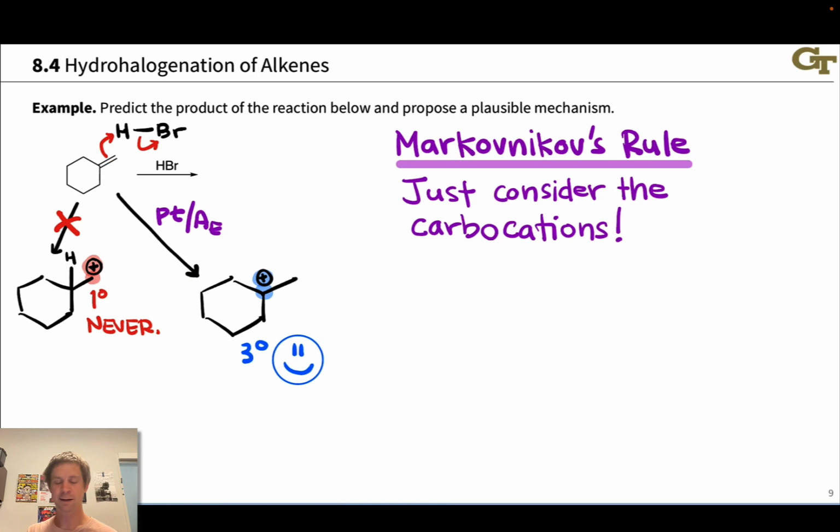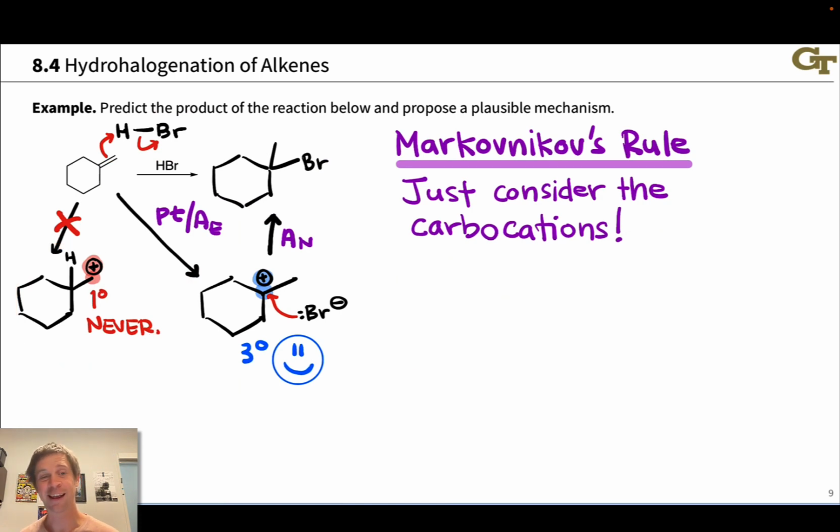And to finish off the mechanism, we want to note that we made a bromide anion in the first step. That will attack the cationic carbon, and we end up with this more substituted alkyl bromide product with none of the primary bromide observed because this primary carbocation does not even form.